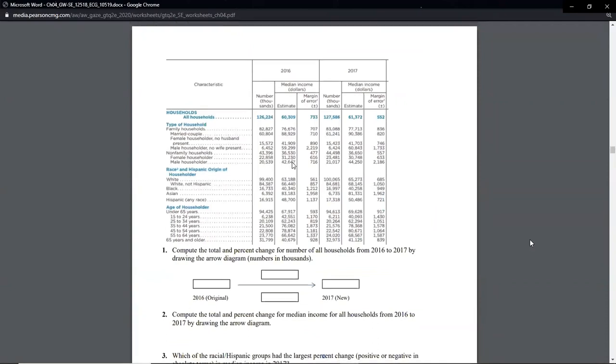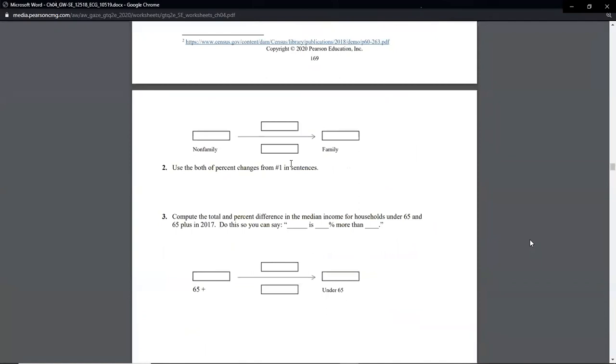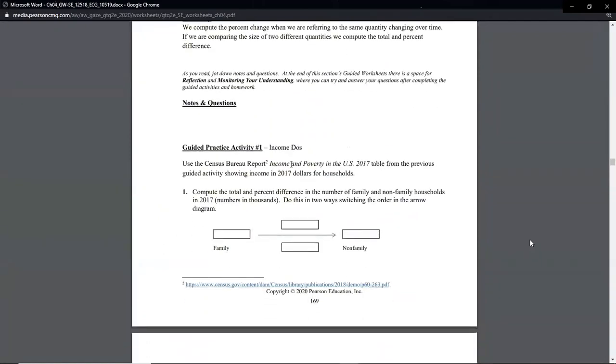And this one's going to be a little different. They say, compute the total and percent difference in the number of family and non-family households in 2017. Do this in 2 ways, switching the order in the arrow diagram.